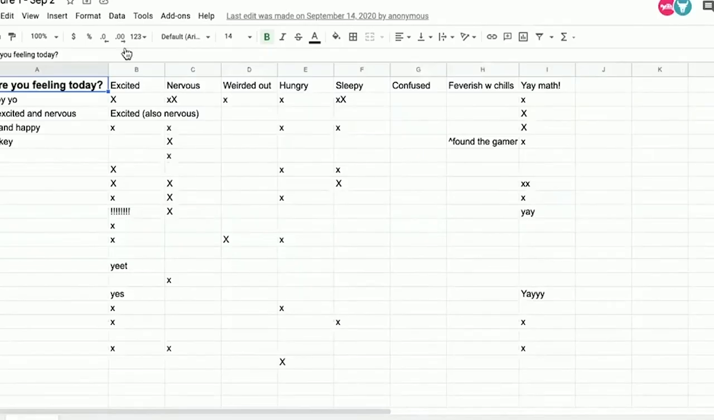Here it is. So, how are you feeling today? I had set up the sheet with a few possibilities across the top. I actually have two daughters, one who's a junior in college, one who's a first year. They suggested these categories: excited, nervous, weirded out, hungry, sleepy, confused, feverish with chills, those being COVID symptoms, yay math. And so the students immediately started populating the sheet with X's or exclamation points or whatever.